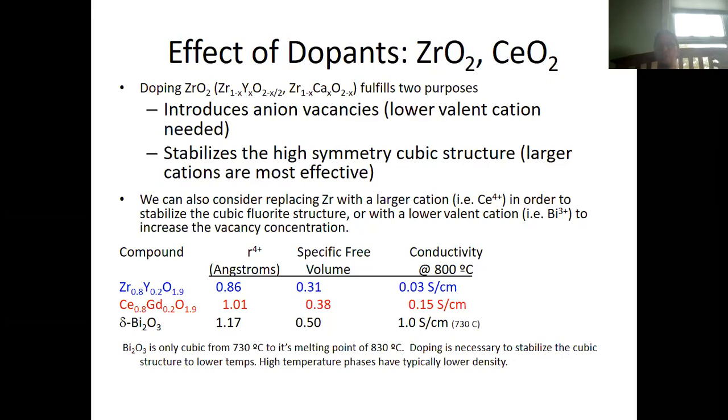In addition, by the incorporation of the lower valent cations, such as yttrium, for instance, or calcium, we increase the number of vacancies, which can further increase the ionic conductivity. And let's go to the next slide.